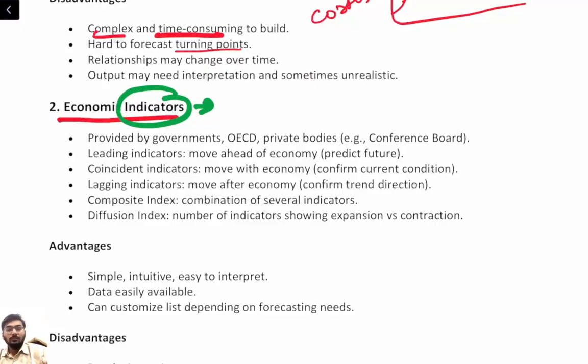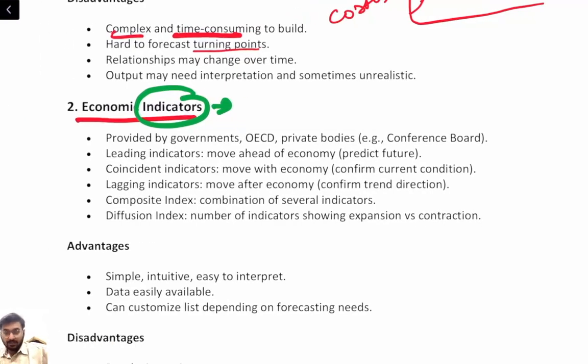So now we have three different types of indicators. We have mentioned it over here as well. Number one is your leading indicator. Second is your coincident indicator. And third one is your lagging indicator. Clear? Now, basically, this information is generally provided by governments, the OECD, or some private bodies like the Conference Board or something like that. So they will give you this information.